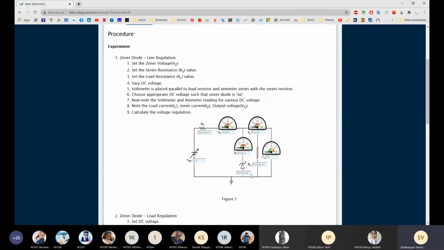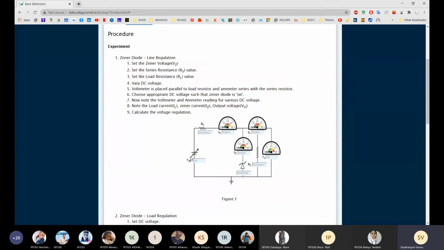Okay, we will set it as 5.6 volt. Then set the series resistance value. This is series resistance or source resistance; you can call it a series or source resistance. Then set the load resistance value, RL. We will set RS as 100 ohm and RL as 1K.